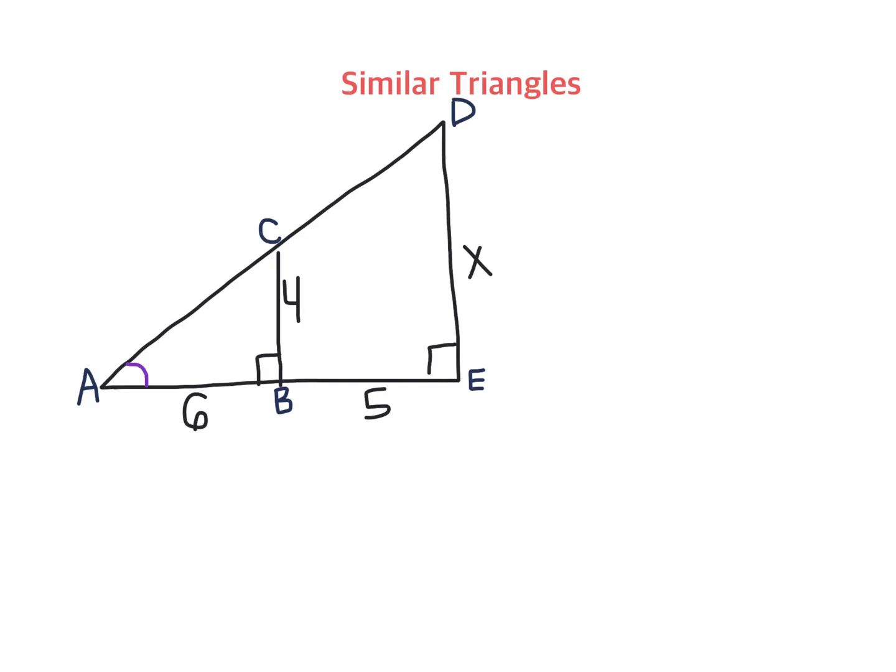All right, now let's go ahead and see how we can set up a proportion to solve for the missing side length here. So what you would do is look at the sides that are corresponding to one another, and we're going to set up a proportion. So, for example, side CB is going to correspond with side DE on the bigger triangle. So I would set up my proportion that way.